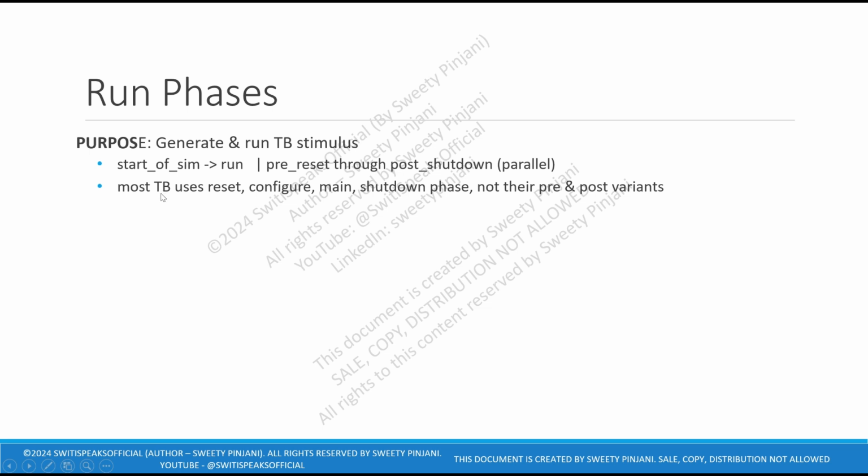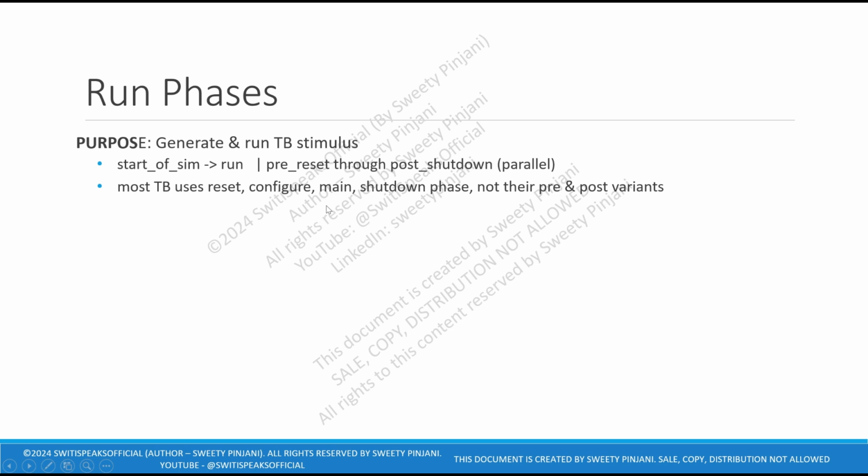Another important thing is whatever phases are going to run in parallel: reset, configure, main, and shutdown. Four main phases which will run in parallel with the run. And they can also have pre and post. If you want to do something before reset, or after reset, before configure, or after configure, so like this we have pre and post in each.